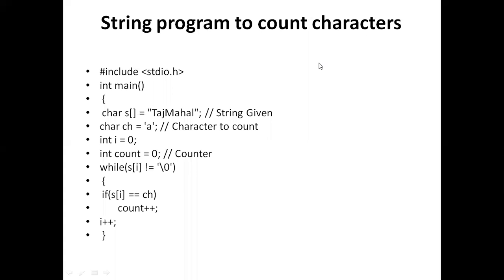So now the next program is counting the variables in the string. If I want to count how many times some character A is repeated in my string, Taj Mahal. In the Taj Mahal string, or the array of characters, how many times is J encountered, how many times is A encountered, how many times is L encountered, that I have to know. So this is a string program to count characters. Any character I can count. I may count A, how many occurrences of A are there in the array of characters.